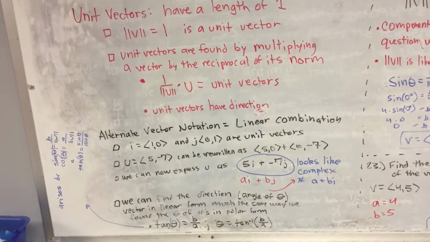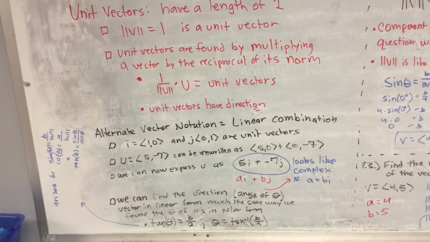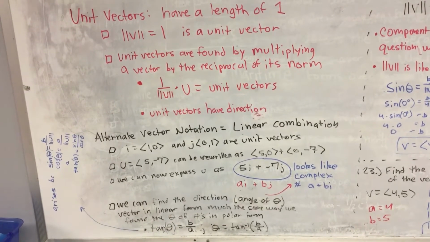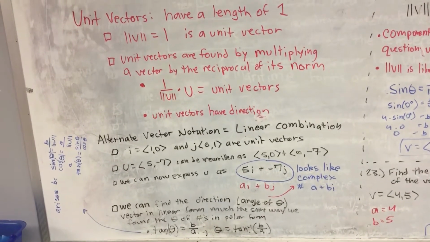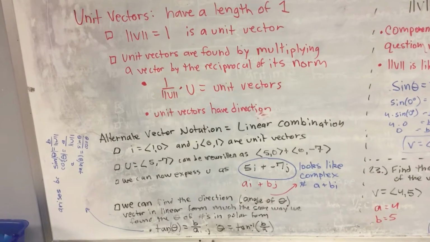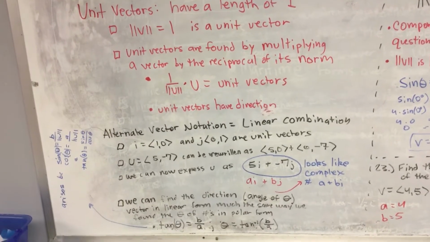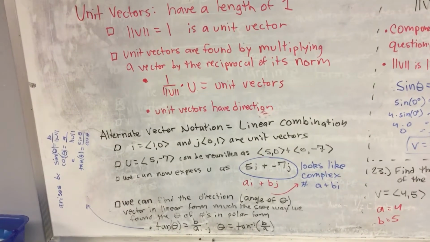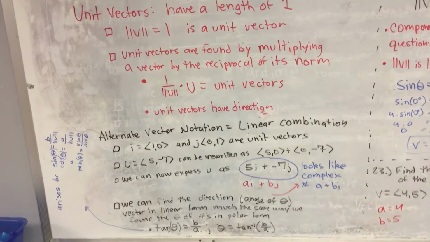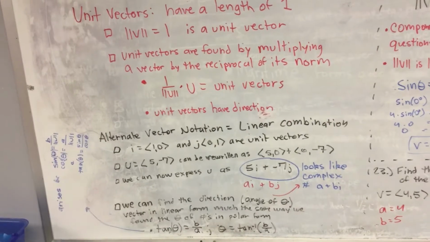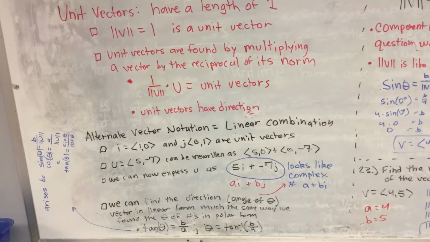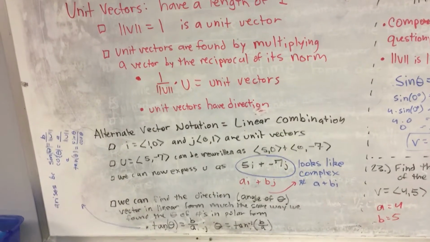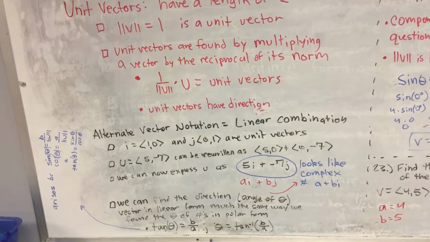This is essentially going back to 10.3, where we're finding the modulus and theta, except this time we're calling it the magnitude and direction of the vector. We use the same formula for the magnitude, square root of a squared plus b squared. Furthermore, we have a little bit of a shortcut today. To find the direction of a vector, you take the inverse tangent of b over a.